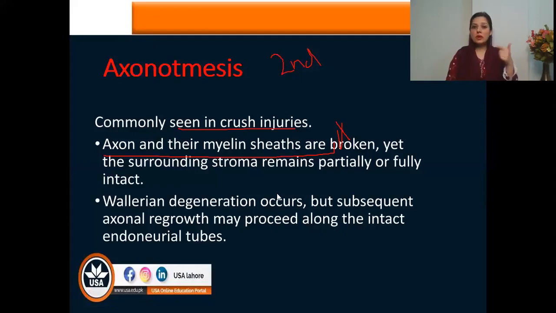So after 21 days, if you perform electromyography, it is going to tell you that Wallerian degeneration has occurred. But before 21 days, if you do electromyography, it's not going to tell you the exact picture of Wallerian degeneration or the exact picture of the axonotmesis. So you have to wait at least 21 days in order to know the actual extent of the nerve lesion. We can see it after the 21 days.